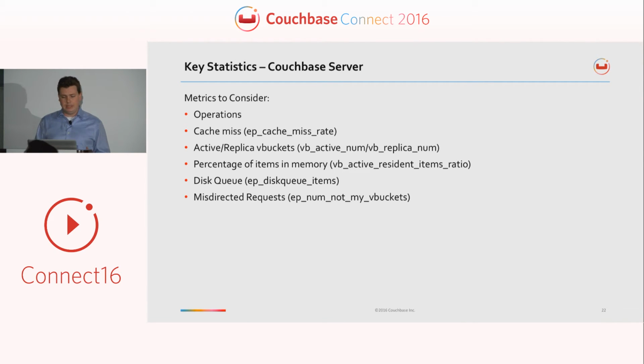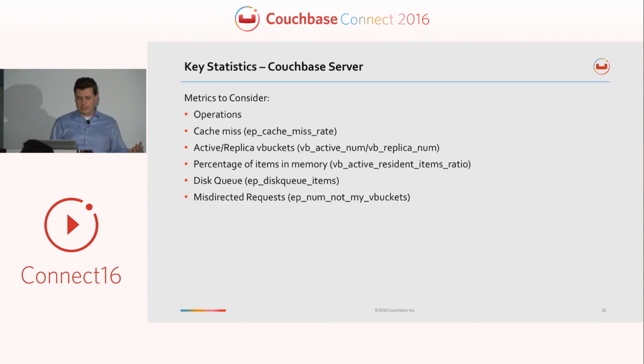Active and replica buckets: we always want this to be 1024. If it's not 1024, something's probably wrong with your cluster. Percentage of items in memory: for our use case at LinkedIn, we want this to be 100%. We want to make sure that all of our items are in memory. We don't like ejecting to disk. But again, that depends on your use case of Couchbase.